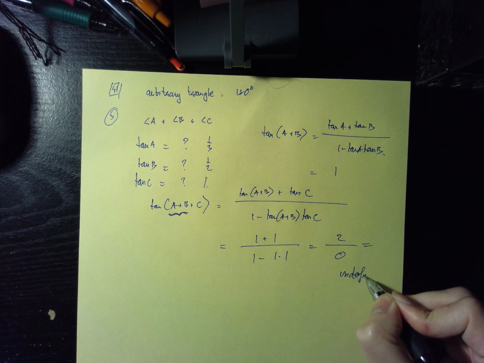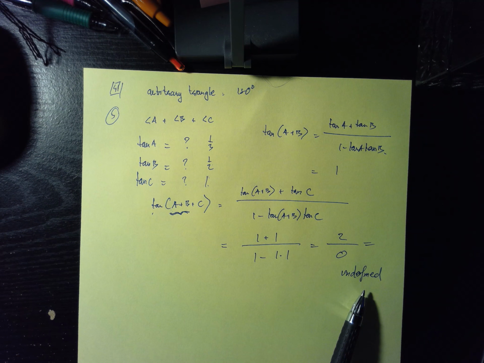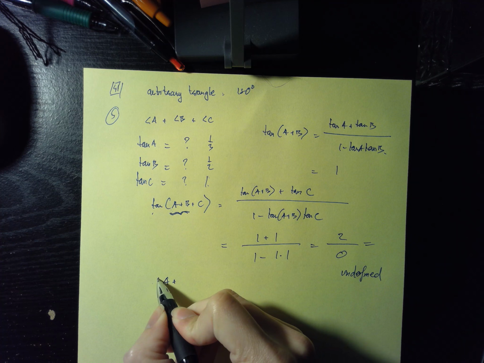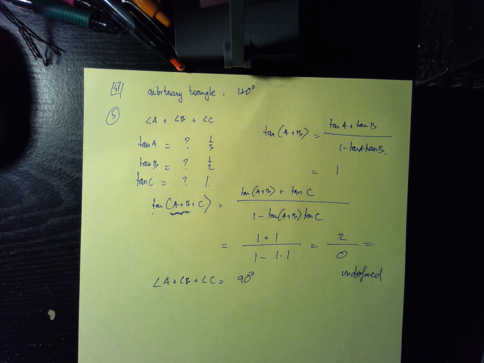And just think about it. If you take the tangent of a certain angle and it gives you undefined, so that angle must be how many degrees? Angle A plus angle B plus angle C must be 90 degrees, right? Because tangent of 90 degrees is undefined. If you look at the table, tangent of 90 degrees is undefined, or you can think of it like this: tangent of 90 degrees is sine of 90 degrees over cosine of 90 degrees, and cosine of 90 degrees is 0, right? We have 1 on the top and 0 at the bottom, so it's undefined.